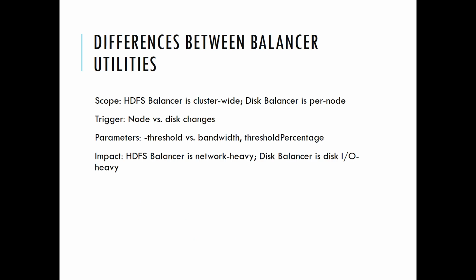Let's compare the two balancer tools. Scope: the HDFS Balancer operates across the entire cluster, while the Disk Balancer focuses on individual nodes. Trigger conditions: the HDFS Balancer reacts to node-level storage imbalances, while the Disk Balancer addresses imbalances between local disks. Configuration parameters: the HDFS Balancer uses threshold, whereas the Disk Balancer uses bandwidth and threshold percentage. Performance impact: the HDFS Balancer stresses the network, while the Disk Balancer primarily consumes disk I/O.